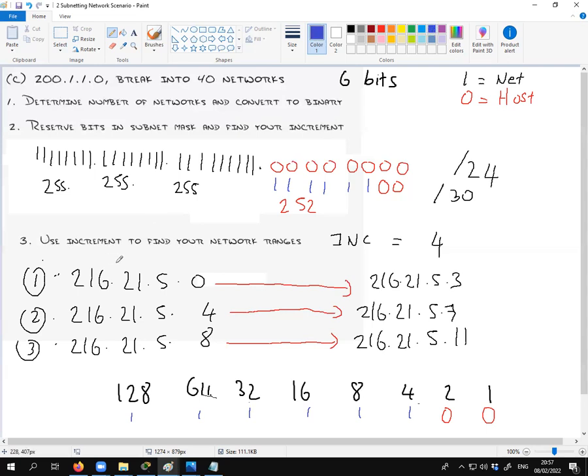Network ID and the broadcast address. So how many usable hosts have you got? 2. That's it. 2 usable hosts. Would you say that's a very big network? Would you say it's a very common network? A network with 2 usable hosts?